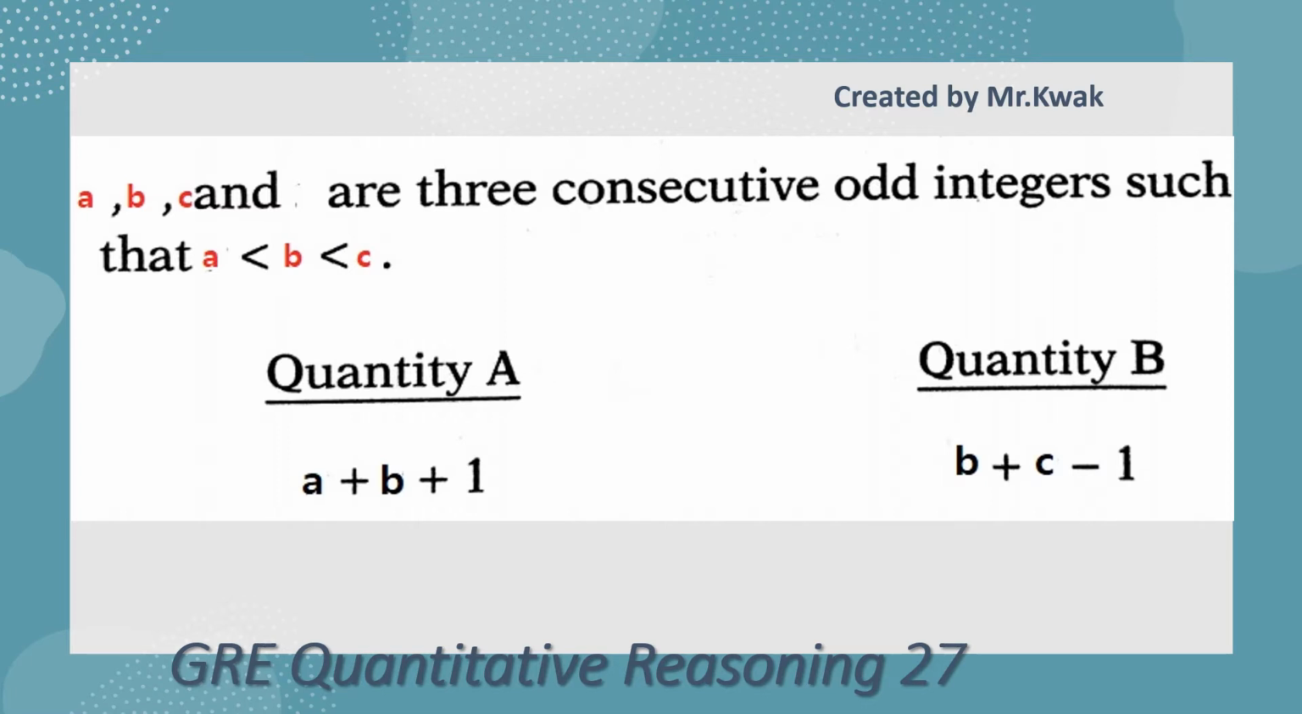Then, let's read the question one more time and underline important factors. A, B, and C are three consecutive odd integers such that A < B < C. C is the largest one and B is larger than A. There is a condition, and we have to compare quantity A and quantity B. Quantity A is A plus B plus 1. Quantity B is B plus C minus 1.